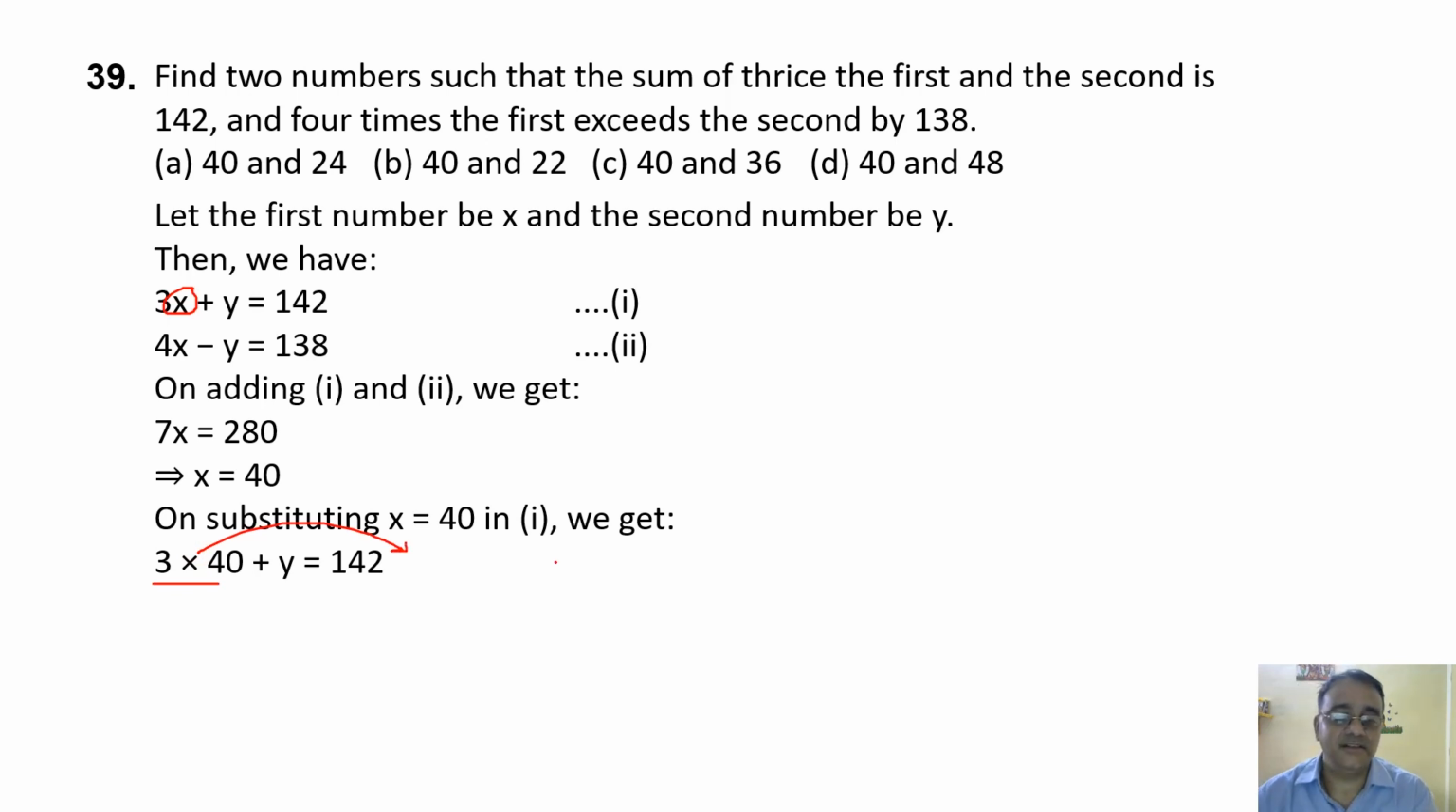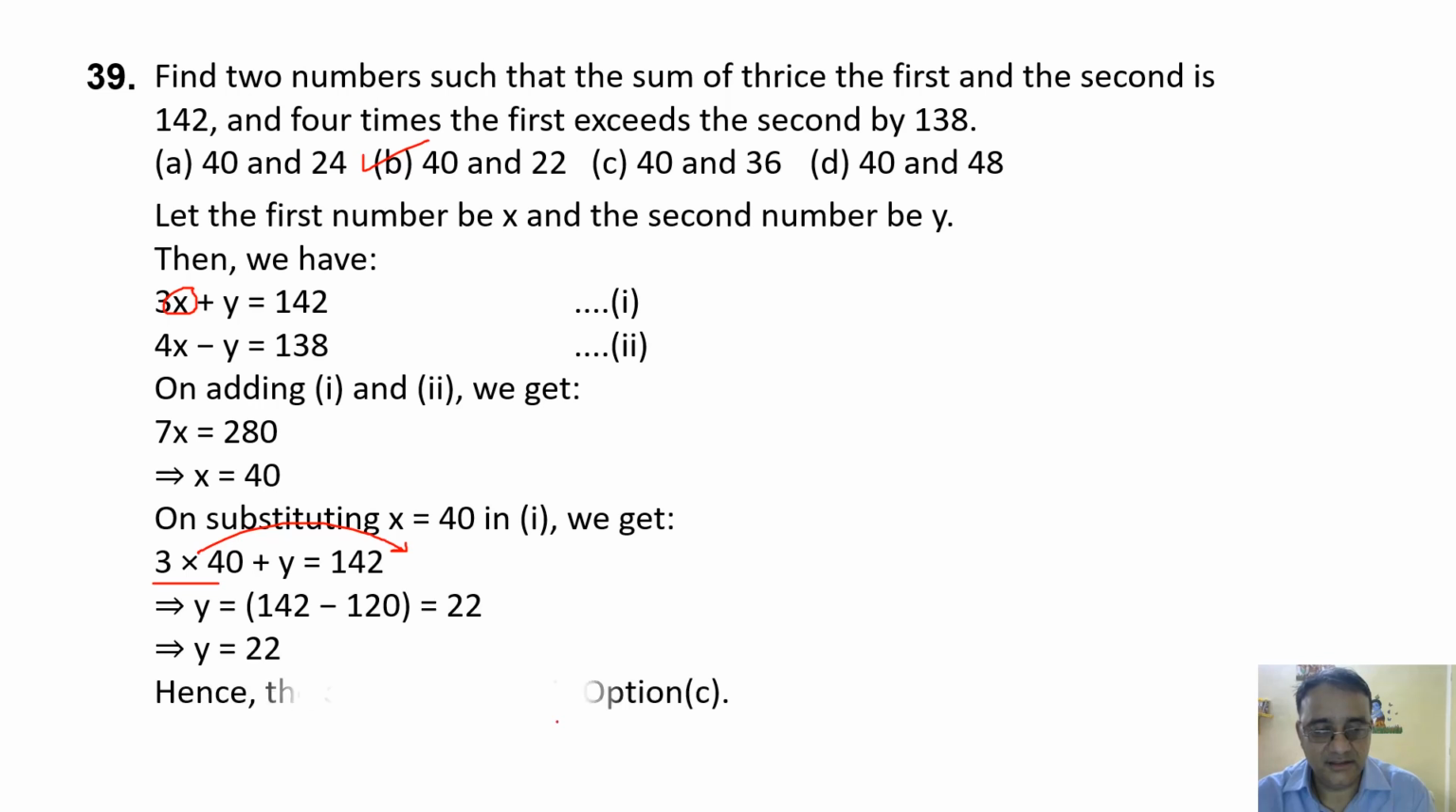So what you will get? y is equals to 22. Very good. Y is equals to 22. So which option is the correct one? Option B. Option B है ये. Right.